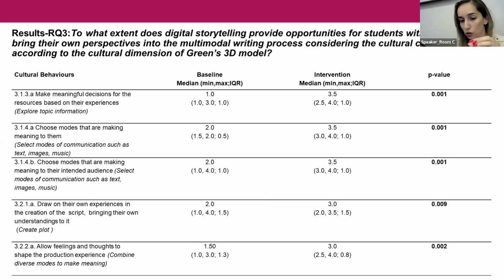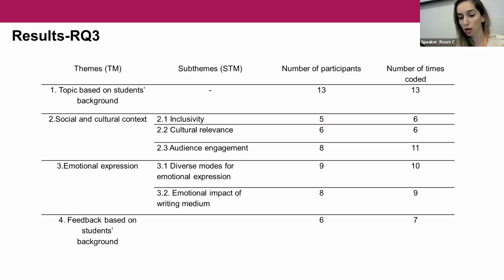The third research question was about to what extent digital storytelling enables students to bring their own perspective in the creation of their stories, considering the context. These are also the cultural behaviors with the most significant difference: make meaningful decisions for their sources based on their experience, choose modes that make meaning to them, choose modes that make meaning to their intended audience, draw on their own experience in the creation of the script, and allow feelings and thoughts to shape the production experience.